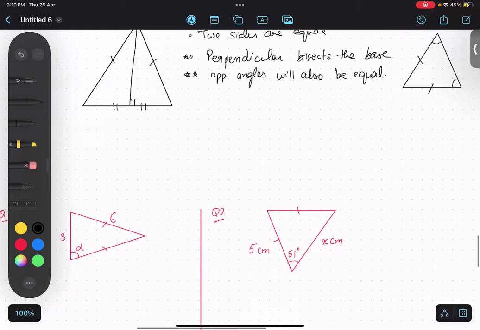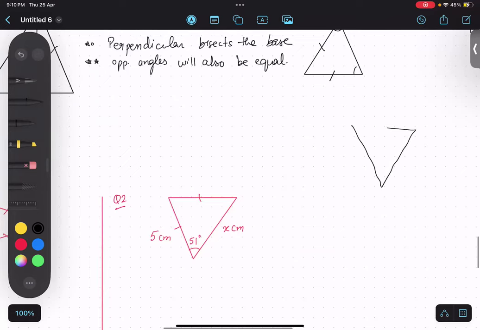I'll explain once more. Let's say we have this isosceles triangle, where this side is equal to this side. Can you see that? Yeah. So observe this side: opposite to this yellow side is the yellow angle. And opposite to this red side, there will be a red angle. So basically, these two angles would be equal. Understood? Yeah. So if two sides are equal, two angles will also be equal. This is the most important thing.